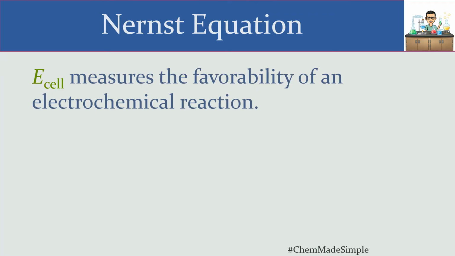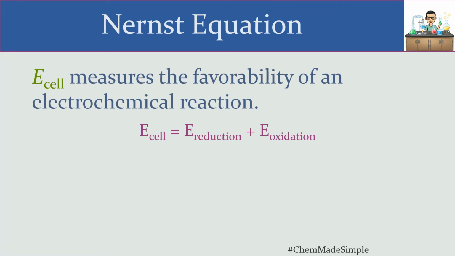Today we're going to take a look at cell potential in an electrochemical cell. What cell potential does is it measures the favorability of an electrochemical reaction. So we're going to take a look at a reaction in which electrons flow around, a redox reaction, and we're going to examine whether it's favorable or not by taking a look at the cell voltage.